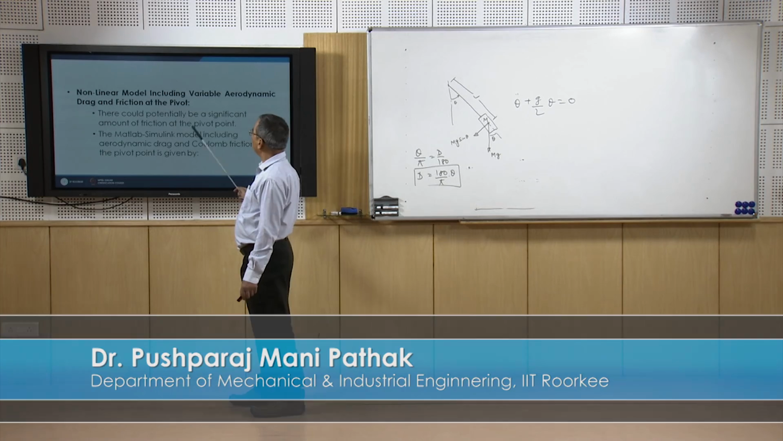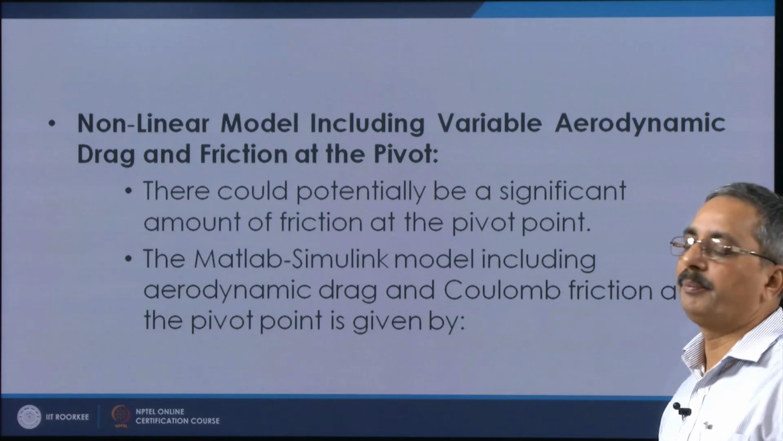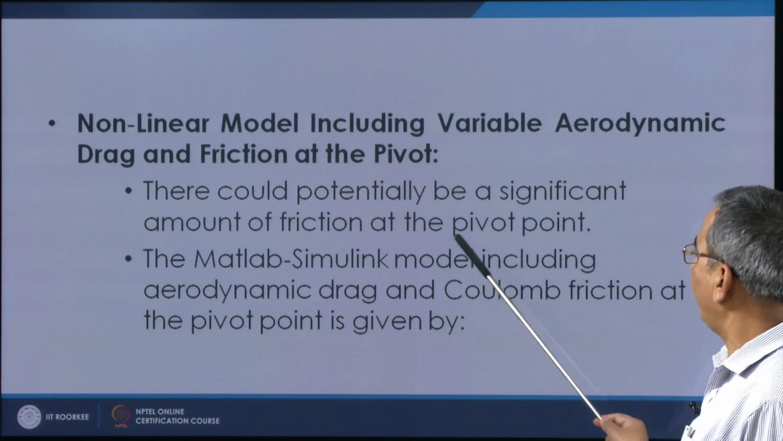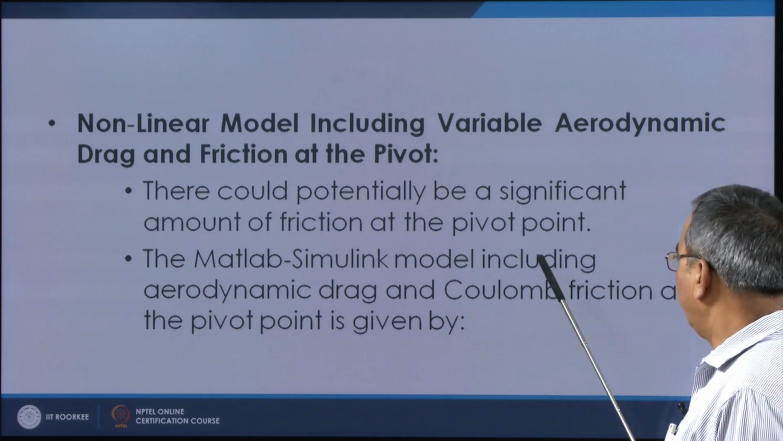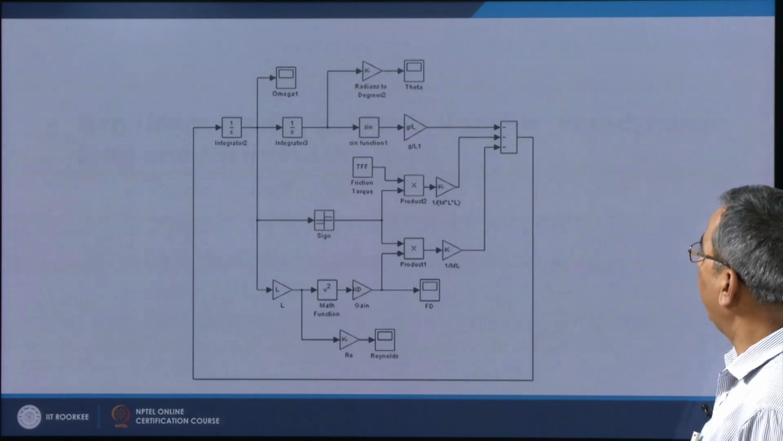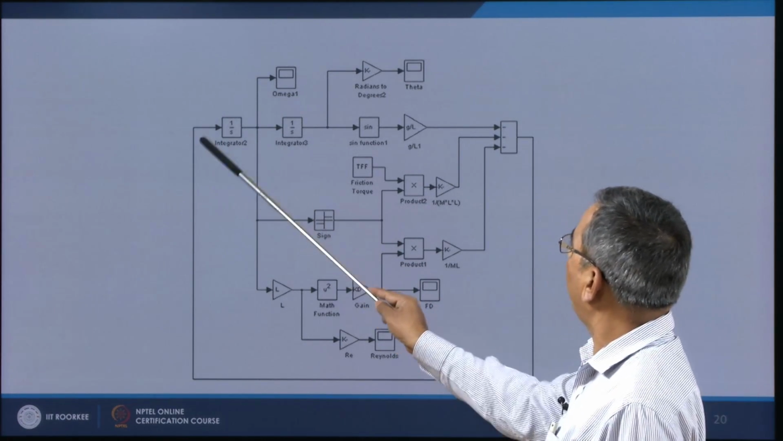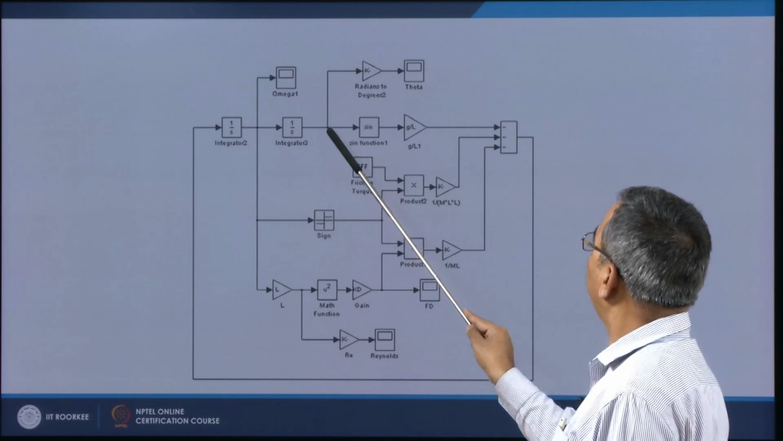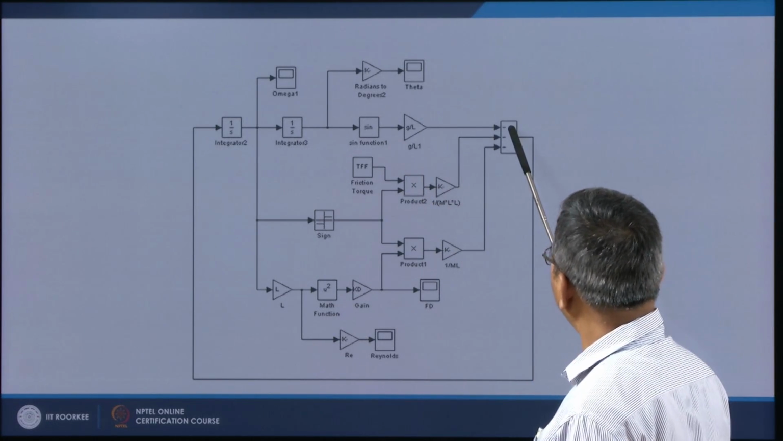Then we can also include, apart from the aerodynamic drag, the friction at the pivot. As I said, there could potentially be a significant amount of friction at the pivot point, and the Matlab Simulink model including the aerodynamic drag and Coulomb friction at the pivot point can be created again by building from that basic model. This is the basic model which we have already seen. Theta double dot, here we have theta dot and here we have theta. So, sin theta here, multiplied by g by L, and minus is taken here.